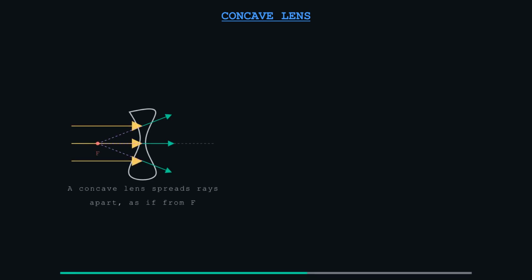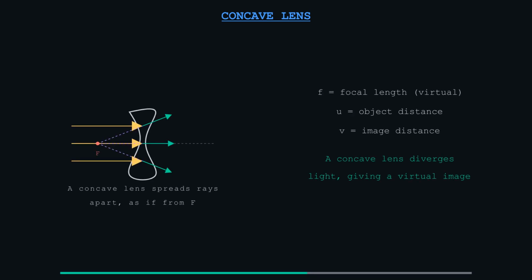A concave lens is thinner in the middle than at its edges, the opposite shape to a convex lens. Light passing through it bends outward, spreading apart. The rays never converge, but they appear to come from a virtual focal point on the same side as the incoming light, always producing a virtual image.